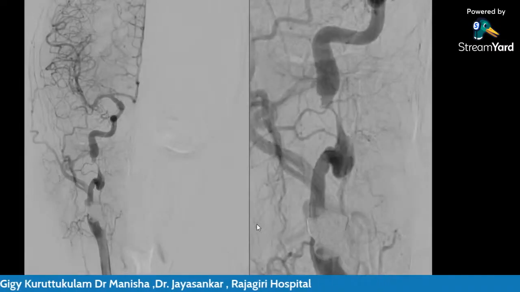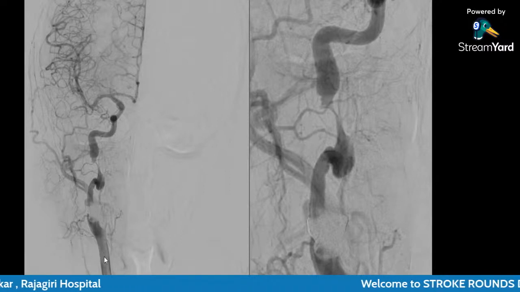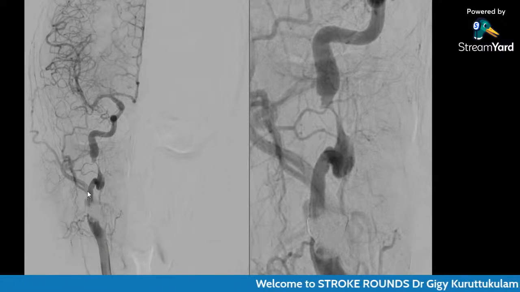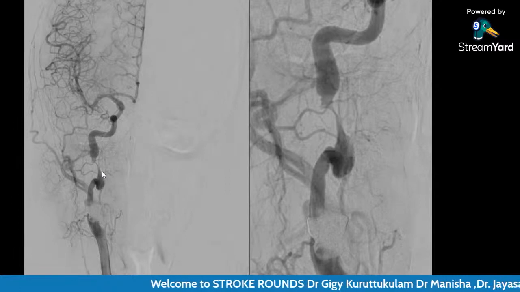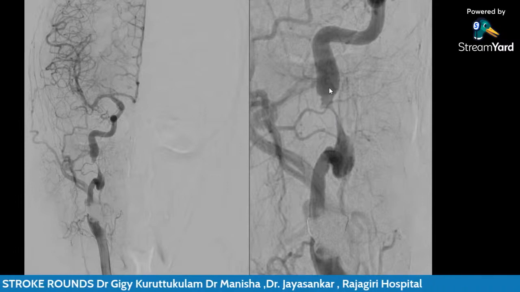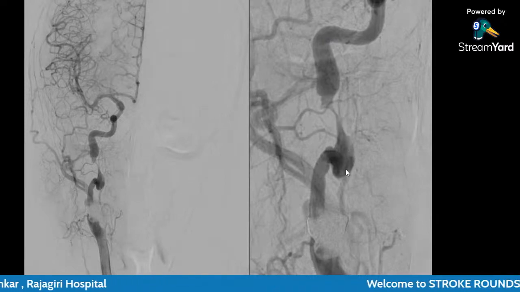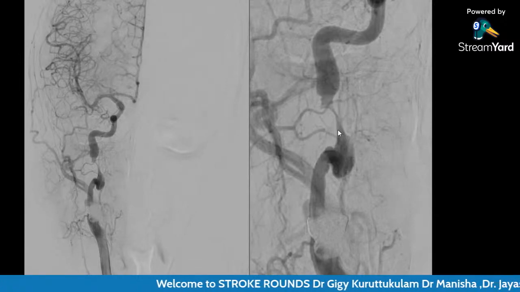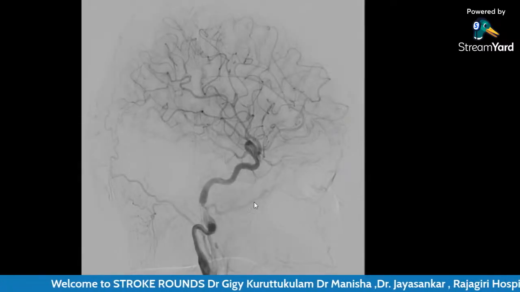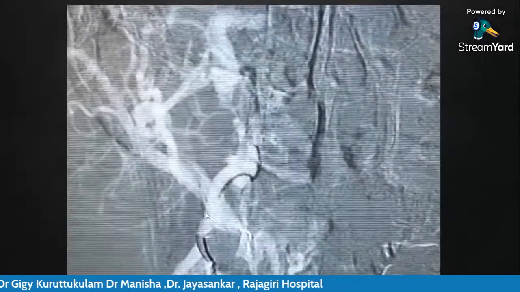The right common carotid angiogram shows a normal common carotid artery, but in the internal carotid artery there is a gross dilatation and tortuosity, followed by a very thinned out carotid artery and the distal carotid artery. There is a lot of irregularity here and something like a pseudoaneurysm proximally. All these features are suggestive of a carotid artery dissection. This is another view showing the pseudoaneurysm and the thinned out carotid artery.